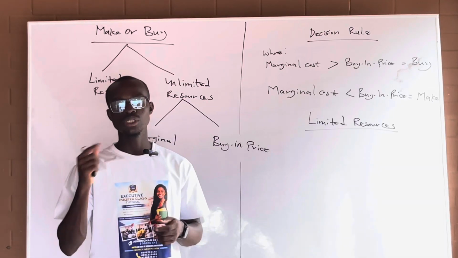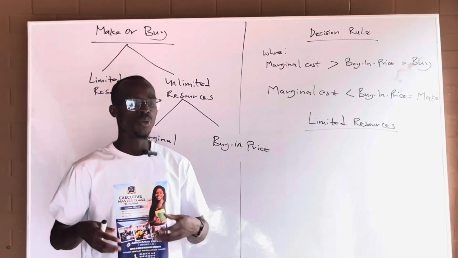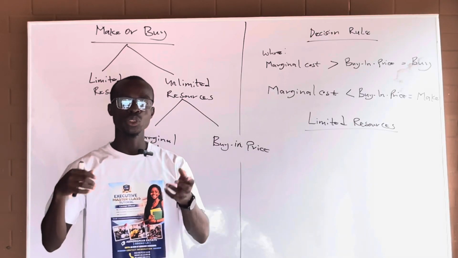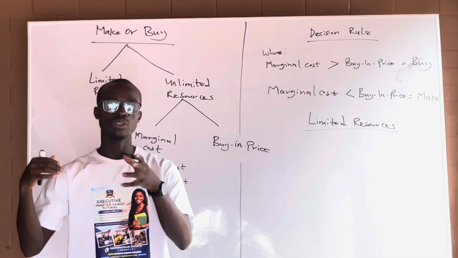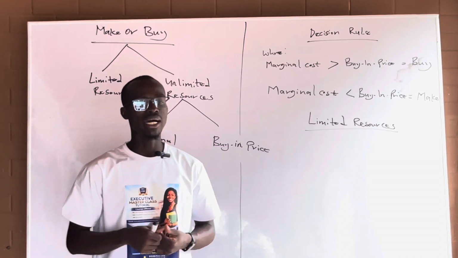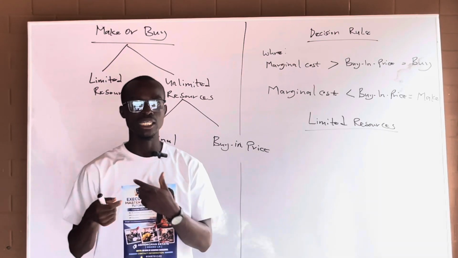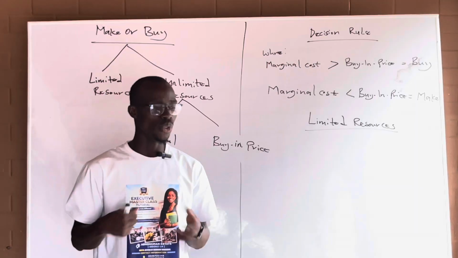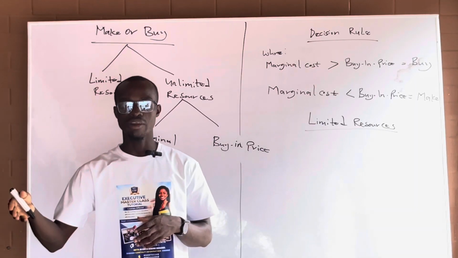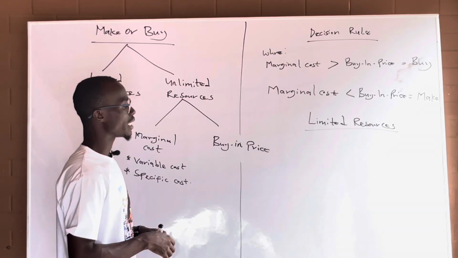Should we produce Sobolo first or should we produce the ice kinky? When it comes to this issue, we need to know the selling price of both products. You need to know the variable cost. The moment you subtract the variable cost from the selling price of each product, you get your contribution per unit. Then you use the limiting factor to divide the contribution per unit, and that will help you to know whether you should produce this one first or this one second. So that's it when it comes to limited resources as well.